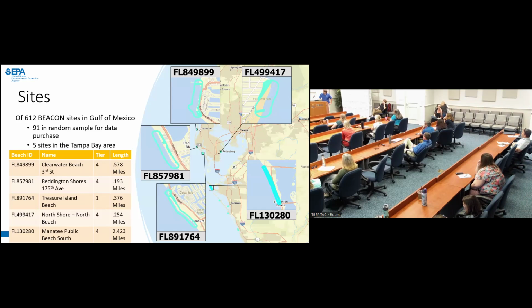So this table is just information from the Beacon site to give you an idea of some of the information that Office of Water already has collected from the jurisdictions on all of these sites, and also to give you an idea of maybe what it's called locally. So for example, Treasure Island Beach is over in Treasure Island. One of them that I will talk a little bit more about is this one here in St. Pete, which is North Shore. And in there, it's as North Beach.